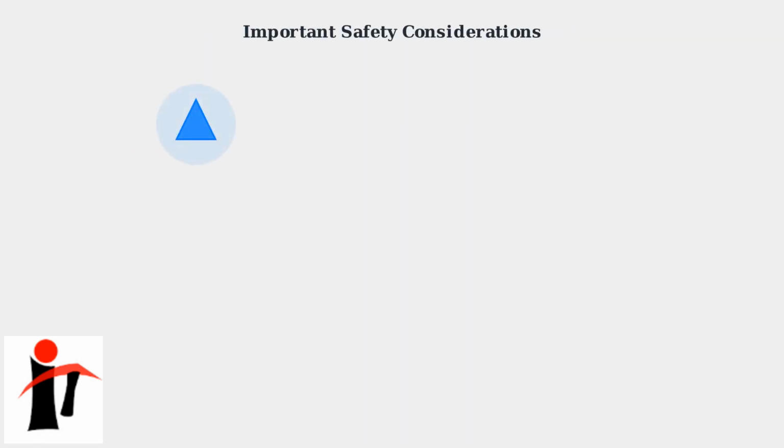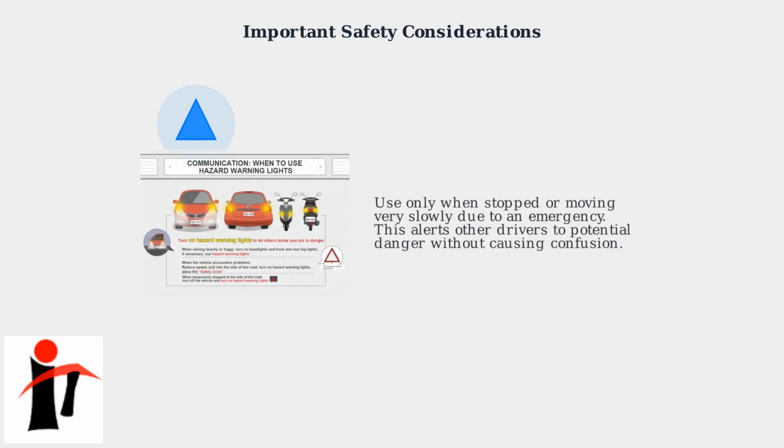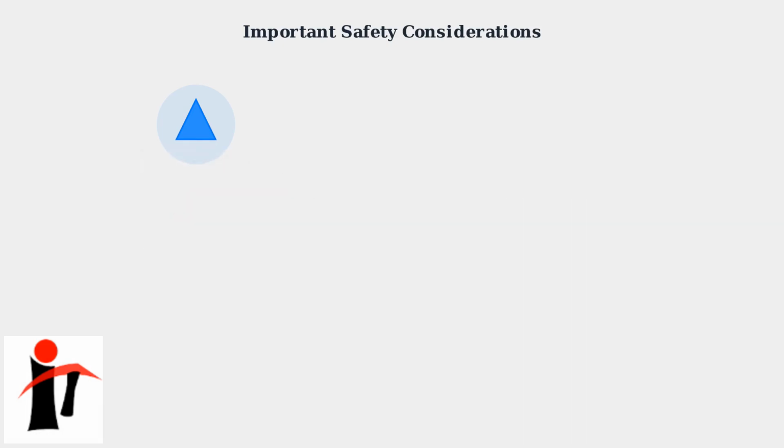Hazard lights are a critical safety feature in the Tesla Model 3, but they must be used correctly to avoid confusion and ensure road safety. Hazard lights should only be activated when your vehicle is stopped or moving very slowly because of an emergency situation. This includes breakdowns, accidents, or navigating through heavy traffic or bad weather. The flashing lights signal to other drivers that there's a hazard ahead, giving them time to react safely.